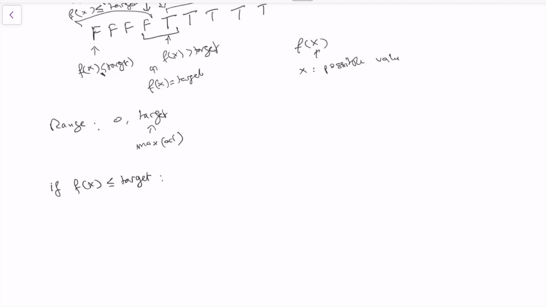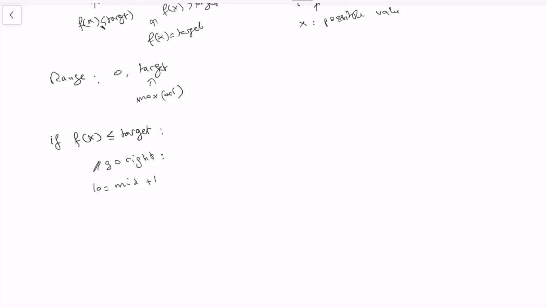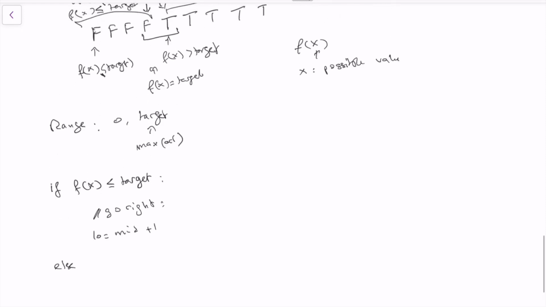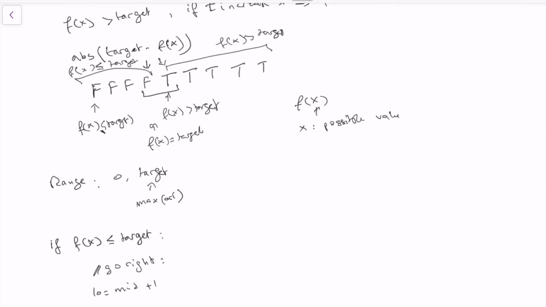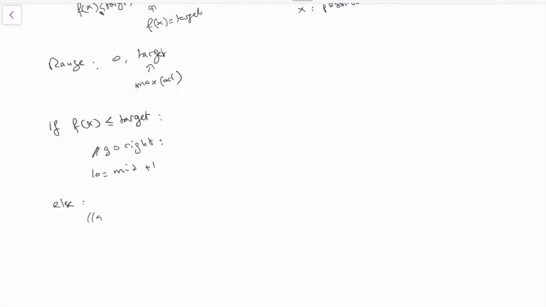So this would mean I would have to go right to find a better solution. So this means go right, which basically means low equal to mid plus 1, which is what go right is. Otherwise, if it's bigger than target, that means that if I go more right, I will only find bigger values, so the difference will always be bigger, and so I shouldn't go right, I should go left, right? And so here I go left, and that would mean high equal to mid minus 1.